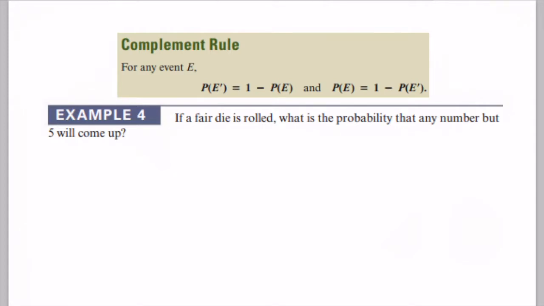Now, the complement rule. For any event E, the probability of the complement of E is equal to 1 minus the probability of E, and the probability of E is equal to 1 minus the probability of the complement of E. So if a fair die is rolled, what is the probability that any number but 5 will show up? So first of all, let's do our sample space: 1, 2, 3, 4, 5, and 6, because we're only rolling one die.